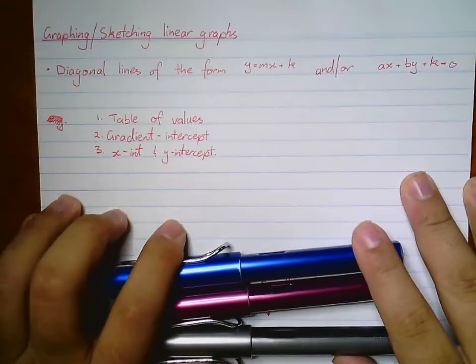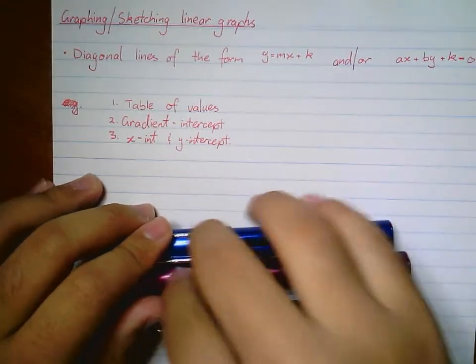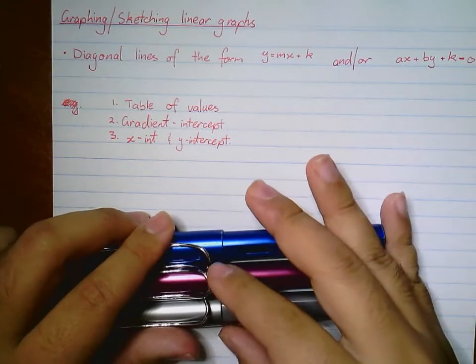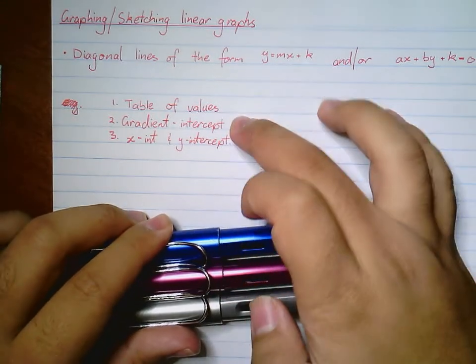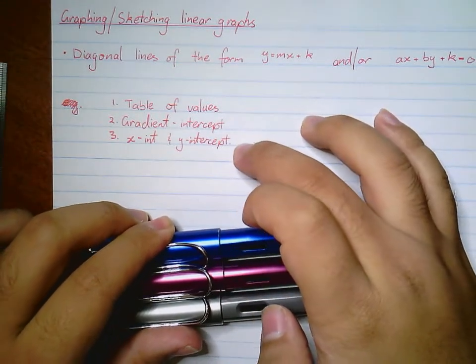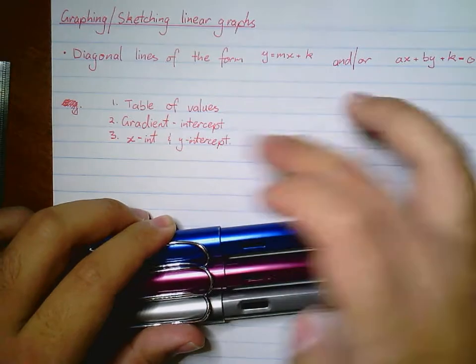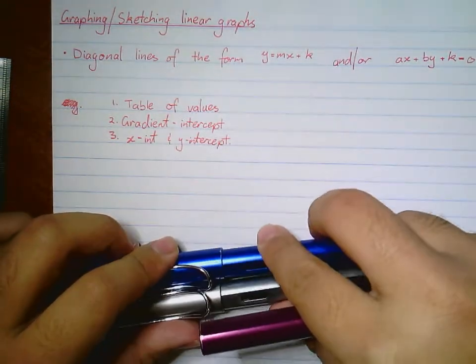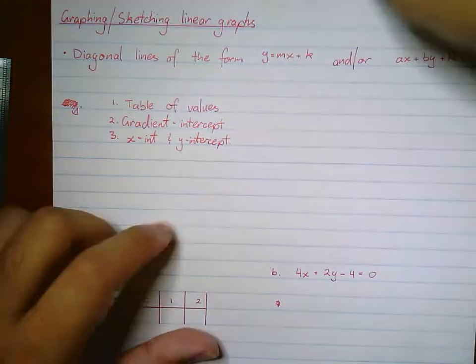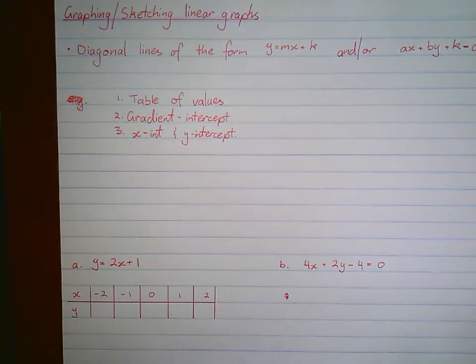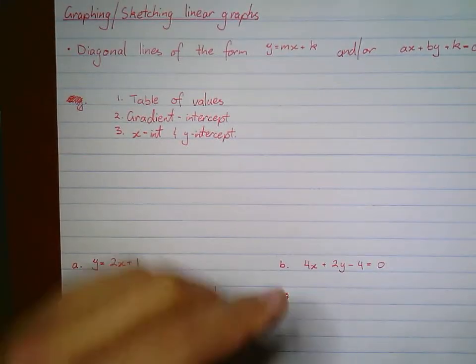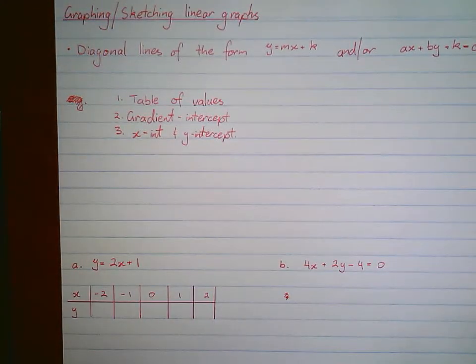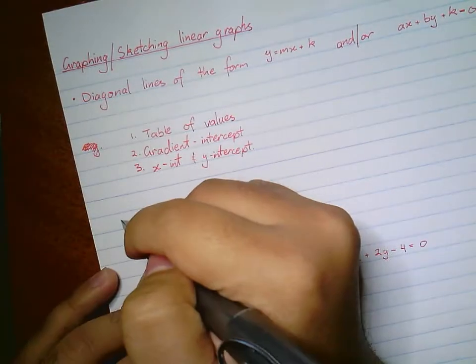And there are three methods in which we graph these lines. One is a table of values, second is a gradient intercept, and the third is the x and y-intercept. In this video we're going to be looking at how to use the table of values. So let's keep that as a heading. We're going to be looking at the table of values in this one.